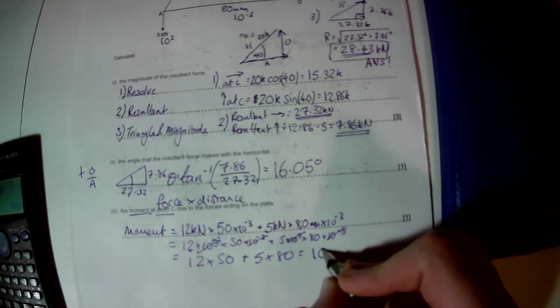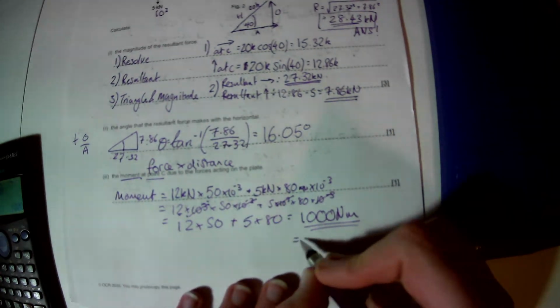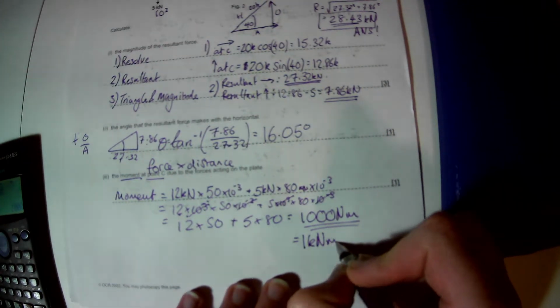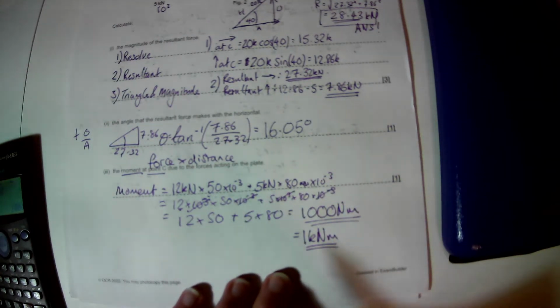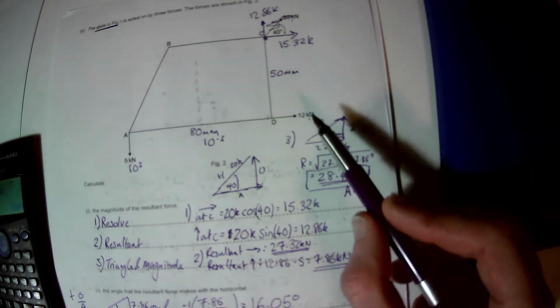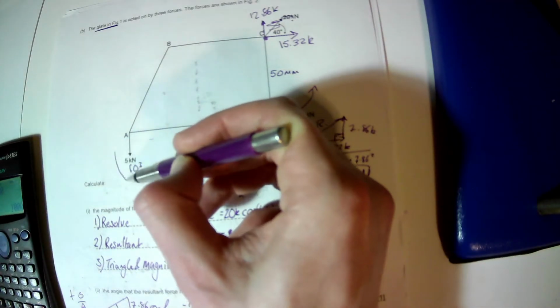And we get an answer of 1000 Newton meters. Or we could change that into 1 kilonewton meter. Either would be relevant here. Why have we added them? Just a reminder, because this would make it spin anti-clockwise, this would make it spin anti-clockwise. They go in the same direction, so we add them.